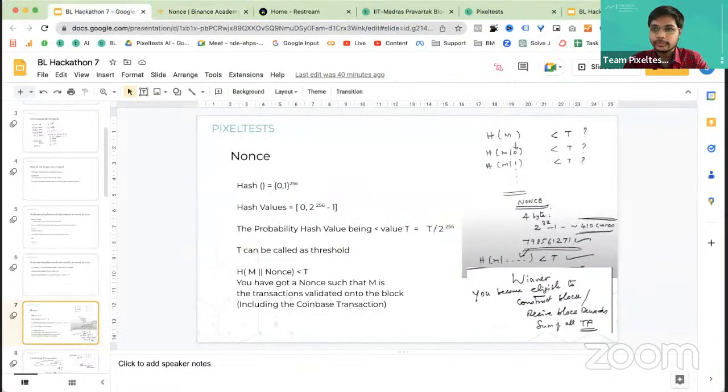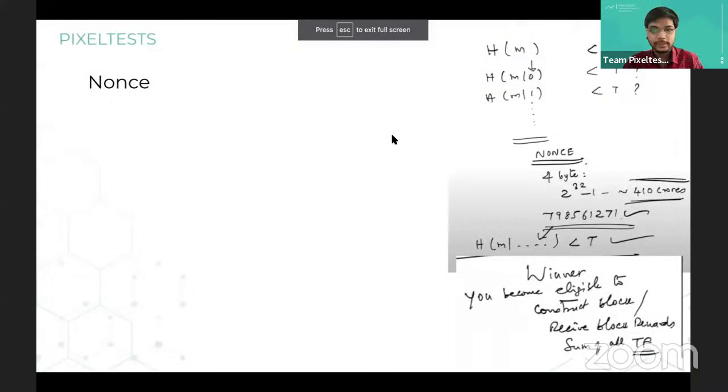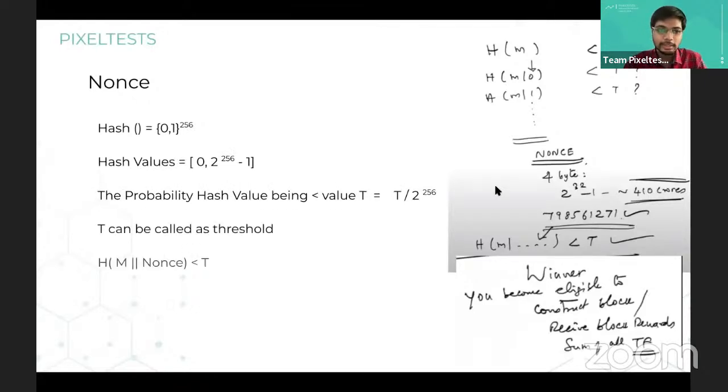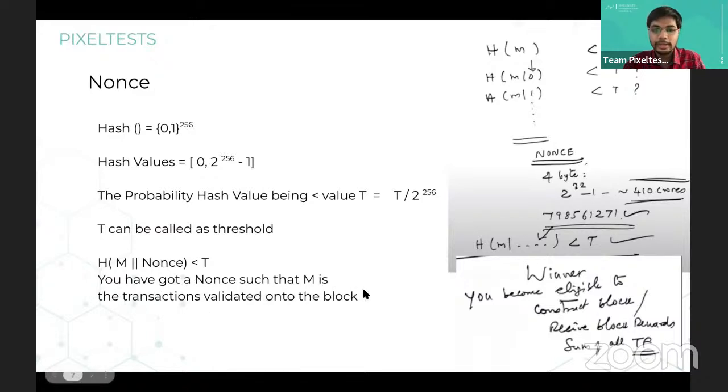Okay. Right. Now let's come to the threshold. We are going to discuss threshold as we proceed forward also, but today we'll briefly understand it. So T can be called the threshold. Now the hash of M concatenated with nonce should be less than T. You should find a nonce such that this holds, where M is the transactions validated onto the block.